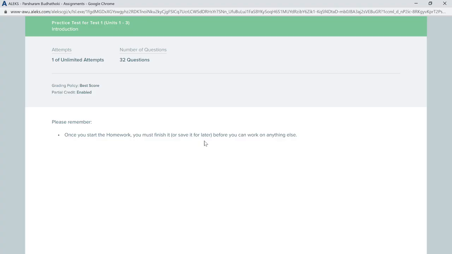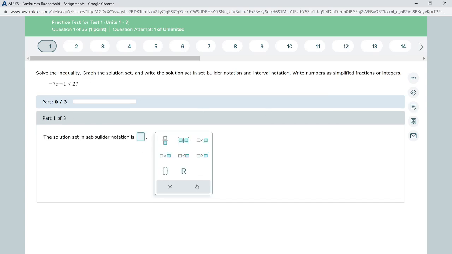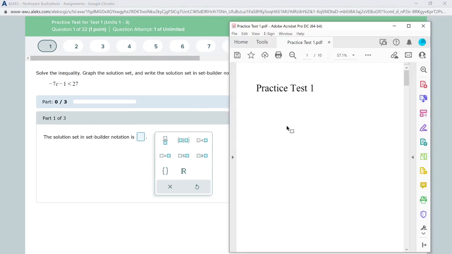Practice test for test 1. I'm going to do non-repeated questions. Let's look at number 1. Solve the inequality. Graph the solution set. So this is the inequality you have given. So how do you solve it?